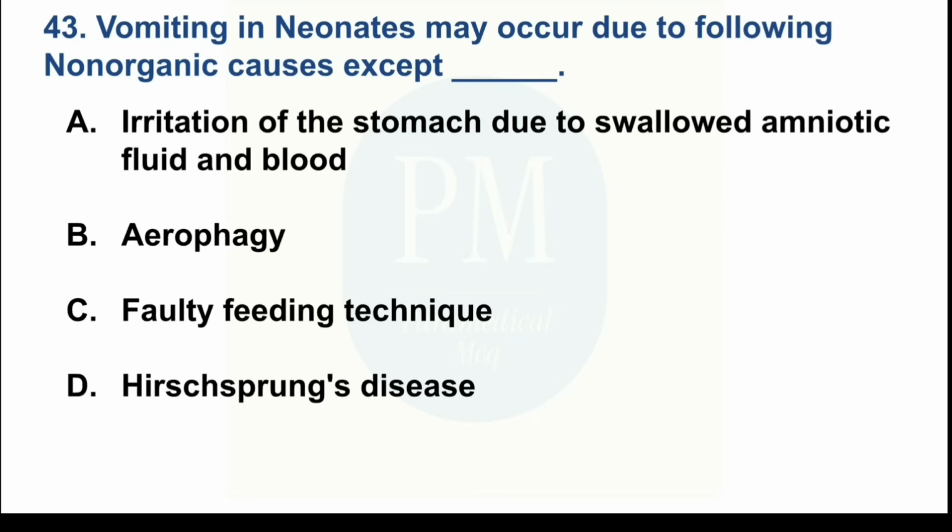Vomiting in neonates may occur due to following non-organic causes except dash. Option A irritation of the stomach due to swallowed amniotic fluid and blood. Option B aerophagia. Option C faulty feeding technique. Option D Hirschsprung's disease. The correct option is option D Hirschsprung's disease.